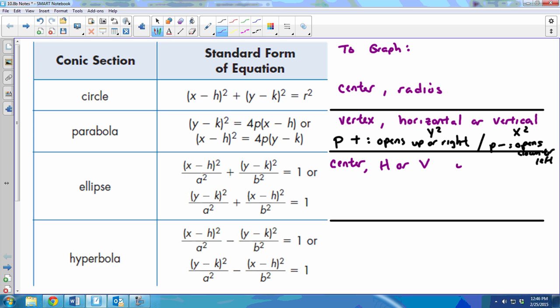So A squared is always greater than B squared, right? So if you have X over A squared, that's horizontal. You have Y over A squared, that's vertical. The order doesn't matter because there's a plus sign in the middle, so you can write it however you want to, right? Now, in order to graph it, you need the center, you need the orientation, and you need to know A and B. That way you can draw out to where the vertices are going to be and make your ellipse.